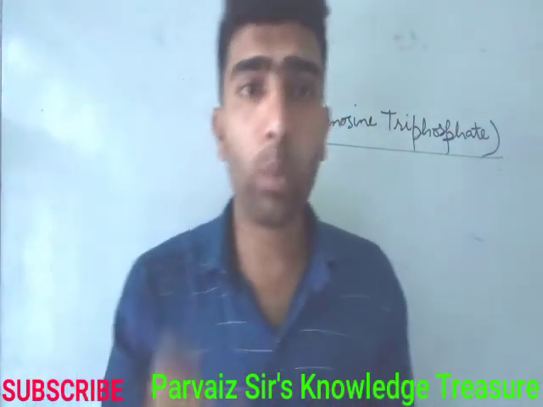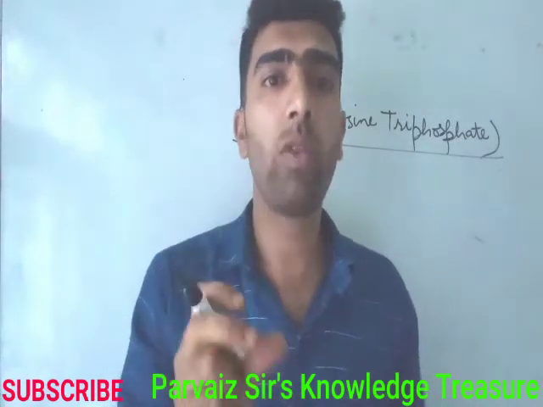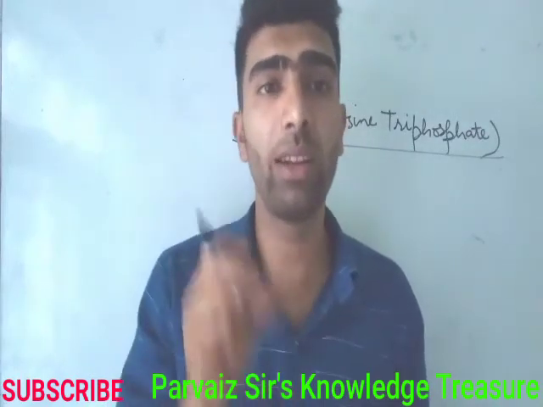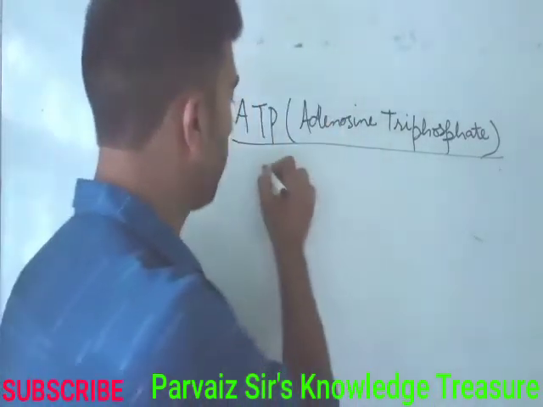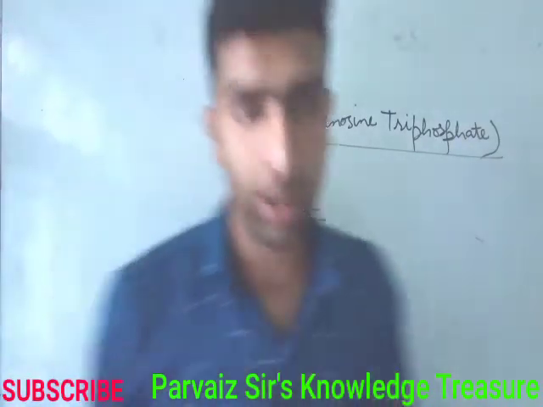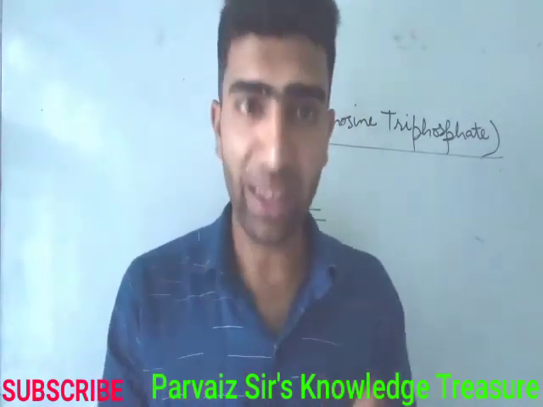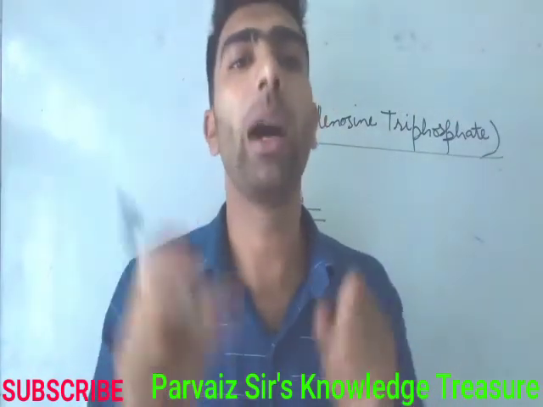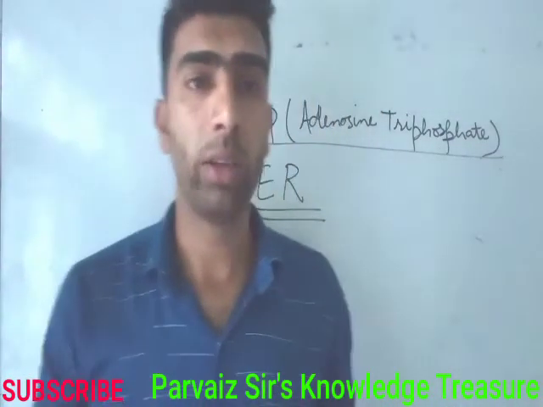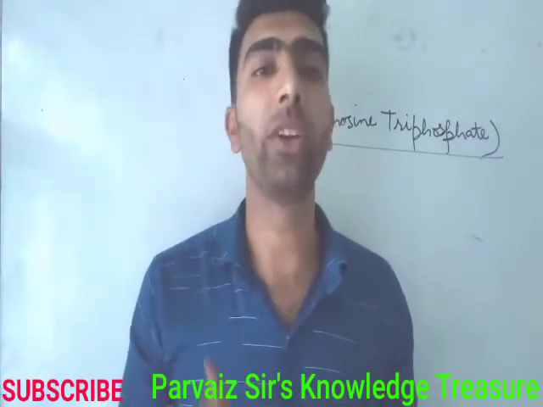The lipids and proteins which are needed for the formation of plasma membrane are synthesized by the endoplasmic reticulum. The lipids and proteins constituting the cell membrane get synthesized by the endoplasmic reticulum. The next question is, how does amoeba obtain its food?